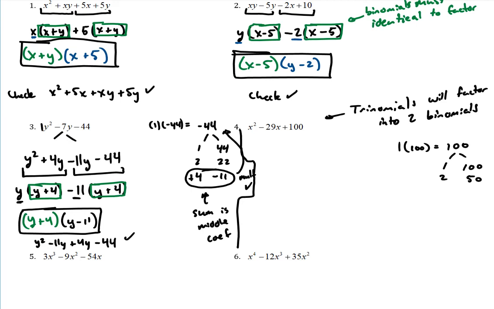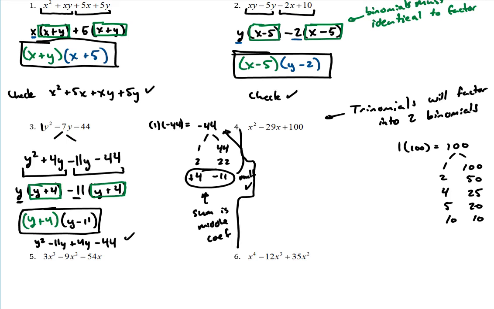So 1 and 100 makes 100. 2 times 50 makes 100. 3 does not go into 100, but 4 does. 4 goes into it 25 times. 5 goes into it 20 times. 6 doesn't go into 100. 7 doesn't. 8 does not. 9 does not. 10 does. And then that's it. That's all of them.